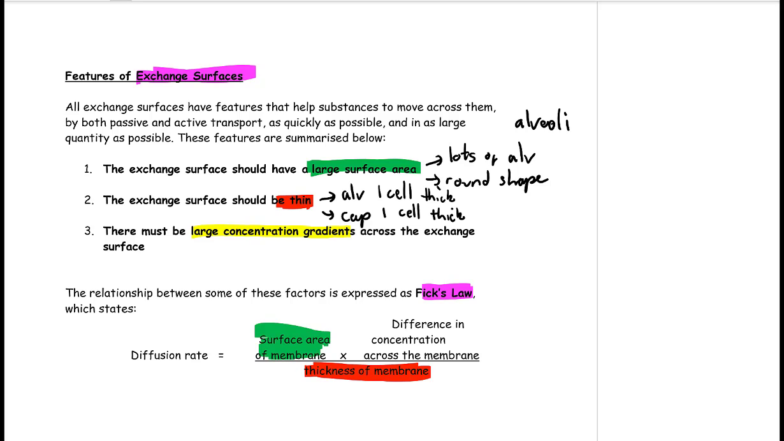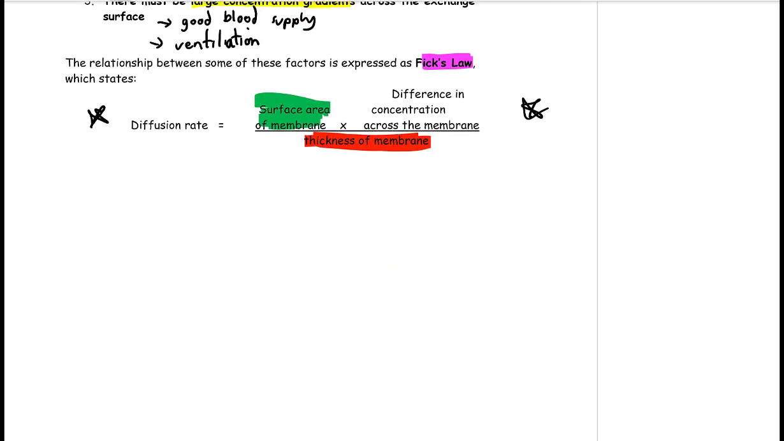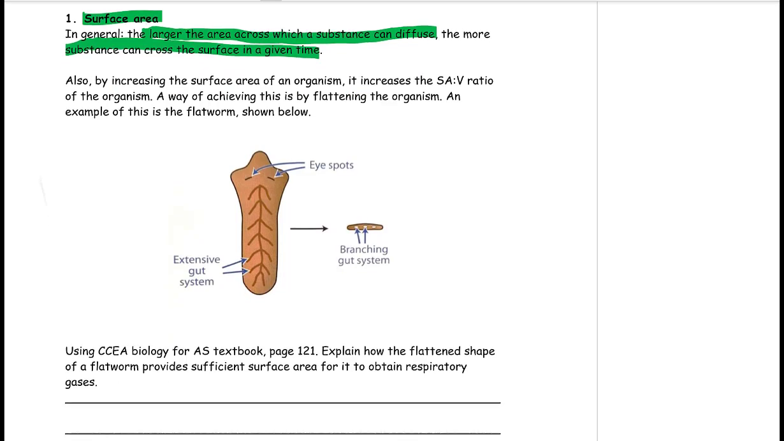There must be a large concentration gradient. So this is where we talked about good blood supply in the capillaries, and also ventilation, so breathing in and out, maintaining a high concentration of oxygen in the alveoli and a low concentration of carbon dioxide. So make sure you know this. You do get asked about this sometimes. Now, in terms of surface area, the key points are: the larger the area over which a substance can diffuse, the more substance can diffuse in a given time. So, a large surface area gives you a greater rate of diffusion.